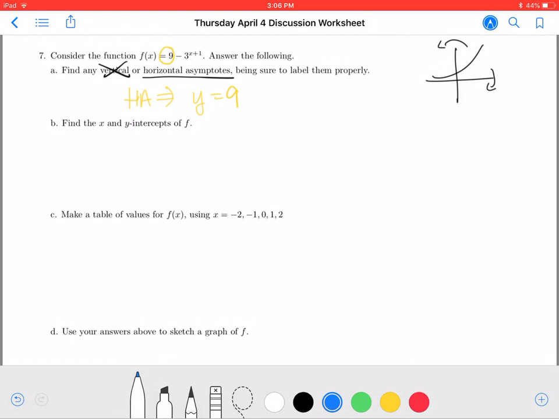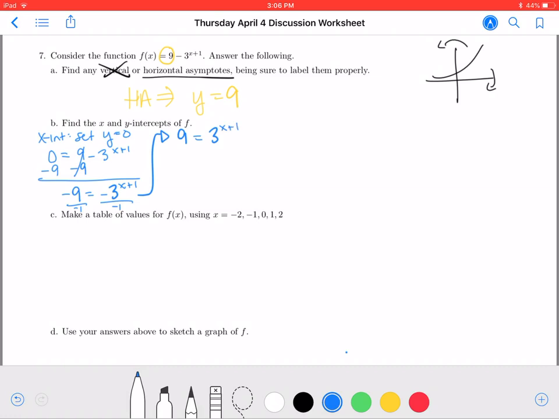So x-intercepts, we set y equal to 0, we solve for x. So I'm going to get 0 is equal to 9 minus 3 to the power of x plus 1. Okay, subtract 9 from both sides. That gives me negative 9 is equal to negative 3 to the power of x plus 1. Because they're both negative, I can divide by a negative 1 and get 9 is equal to 3 to the power of x plus 1.